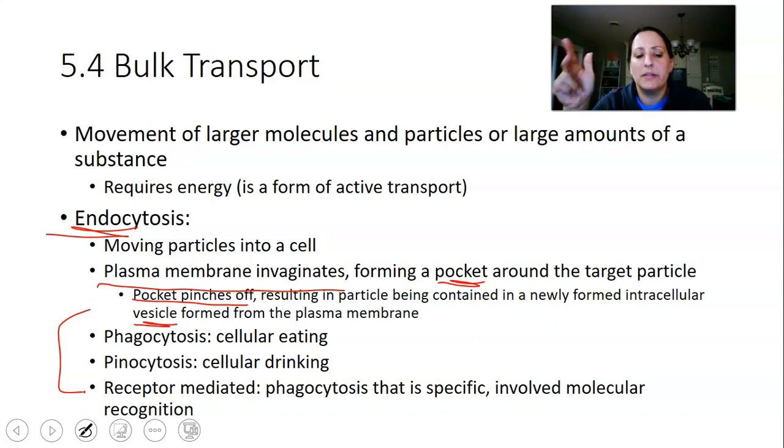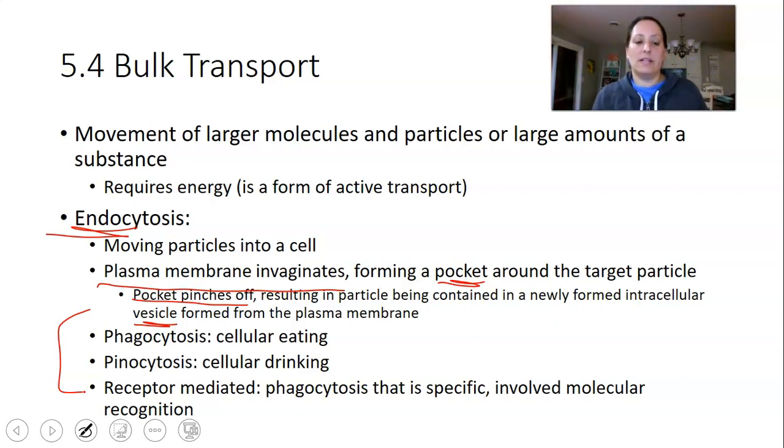And the last type is receptor-mediated endocytosis. This is the same as phagocytosis, so taking up particulate matter, except now it's specific in that there has to be molecular recognition. Whatever's coming in has to first bind to a receptor to be taken inside. And again, I'm going to show you all of these.